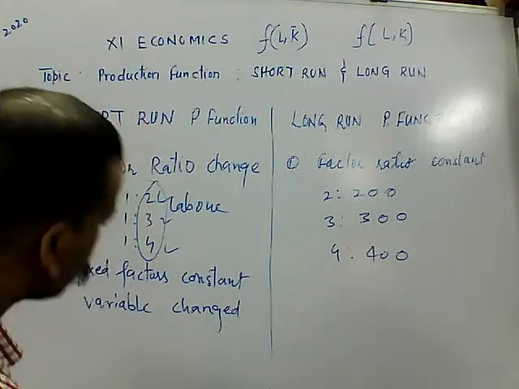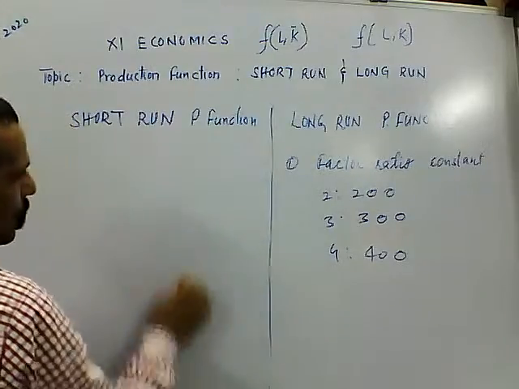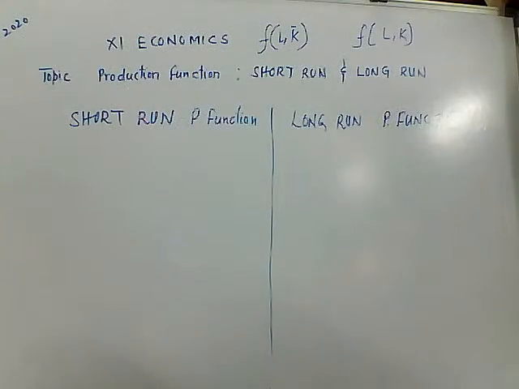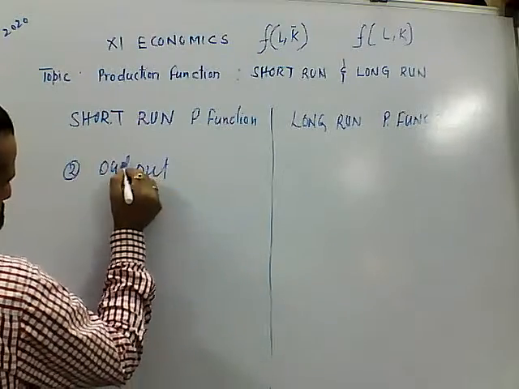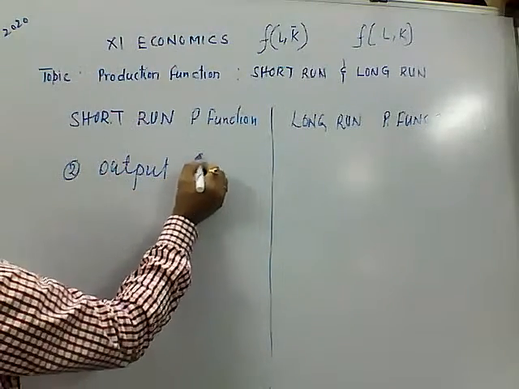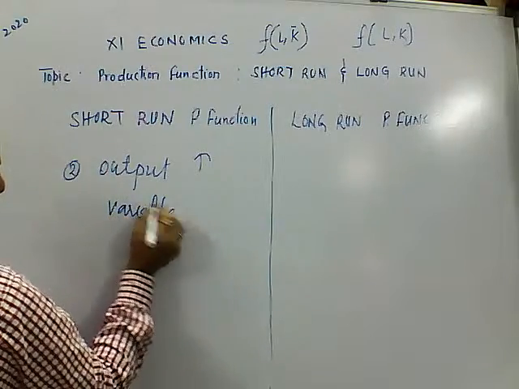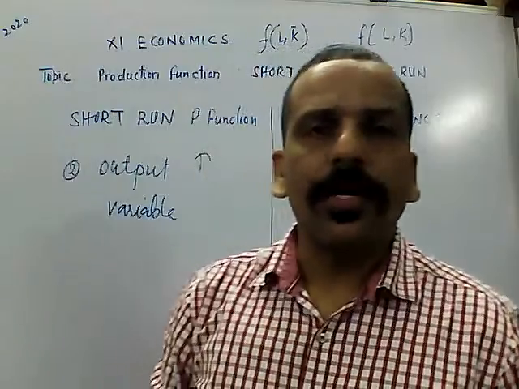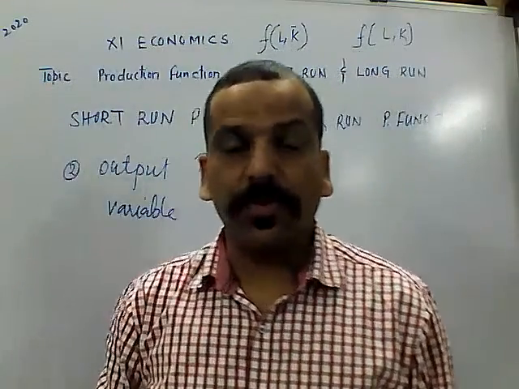Point number 2. If you talk about the output, output can be increased by variable factors only. In the short run, if you want to increase the production of ice cream, it can be increased by recruiting more variable factors, not fixed factors of production.